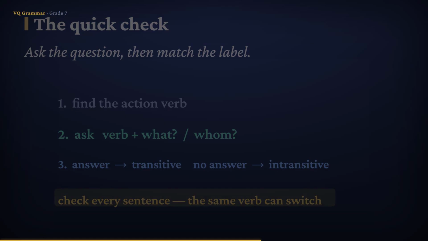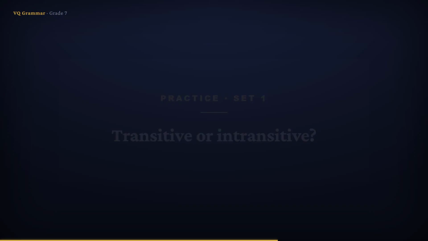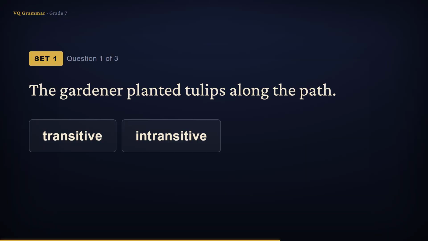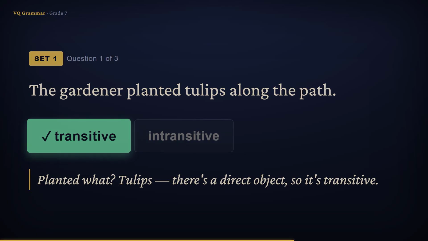Ready to practice a few together? In this first set, decide whether each verb is transitive or intransitive. Find the action verb, ask it a question, verb plus what or whom, and see if the sentence gives you an answer. Pause the video and try each one on your own before I reveal the answer. The gardener planted tulips along the path. The action verb is planted. Planted what? Tulips. There's your answer, so tulips is the direct object. Since the verb has an object, it is transitive. So the answer is transitive.